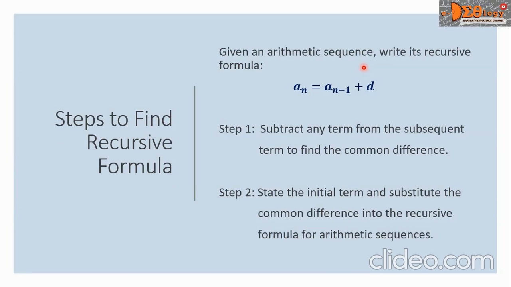Given an arithmetic sequence, write its recursive formula. Step 1 is to subtract any term from the subsequent term to find the common difference. Step 2, state the initial term and substitute the common difference into the recursive formula for arithmetic sequences.